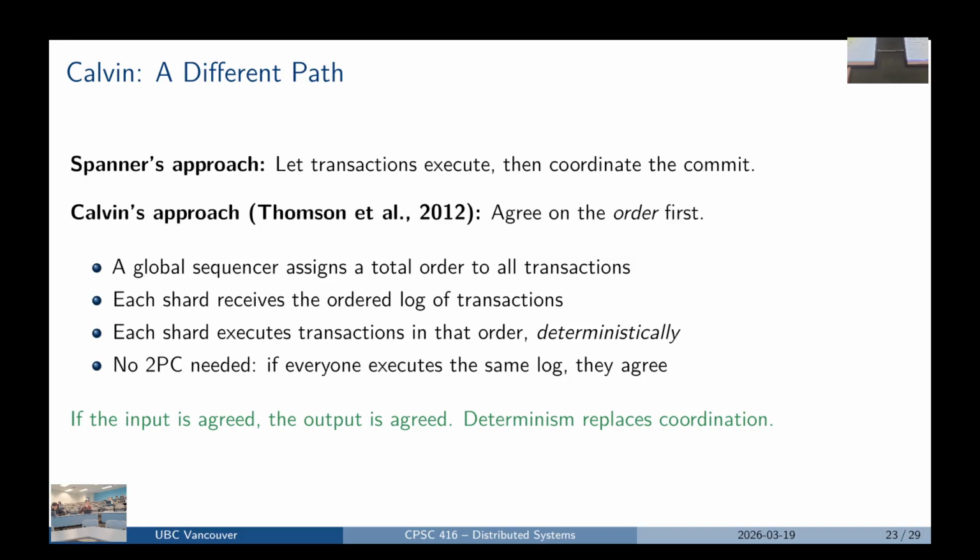So here, we have the global sequencer. Every shard receives the ordered log of transactions. Every shard executes the transactions in order. They don't need any 2PC at all.